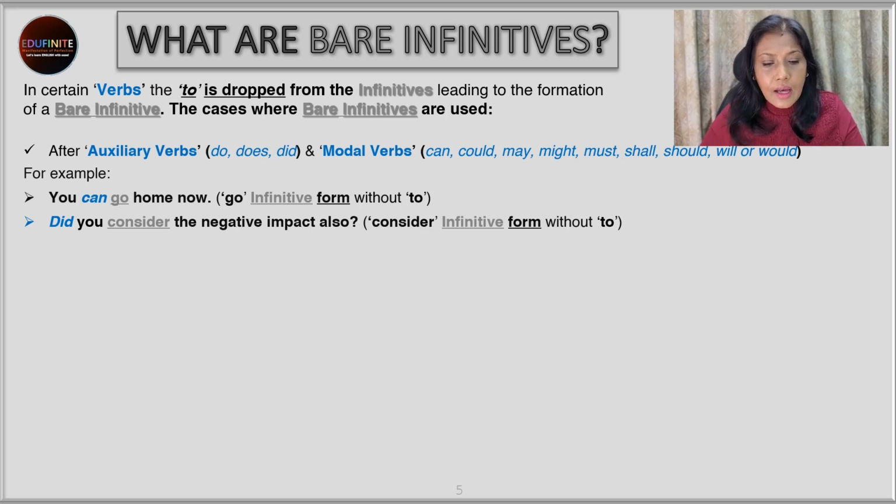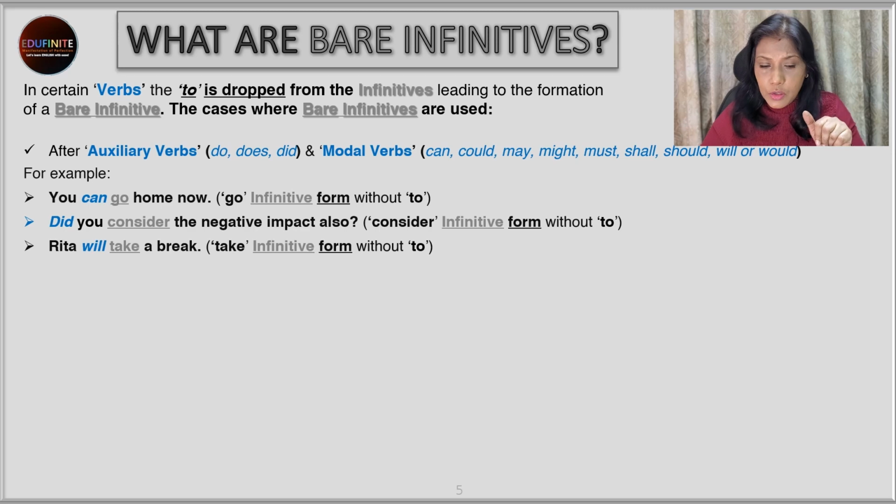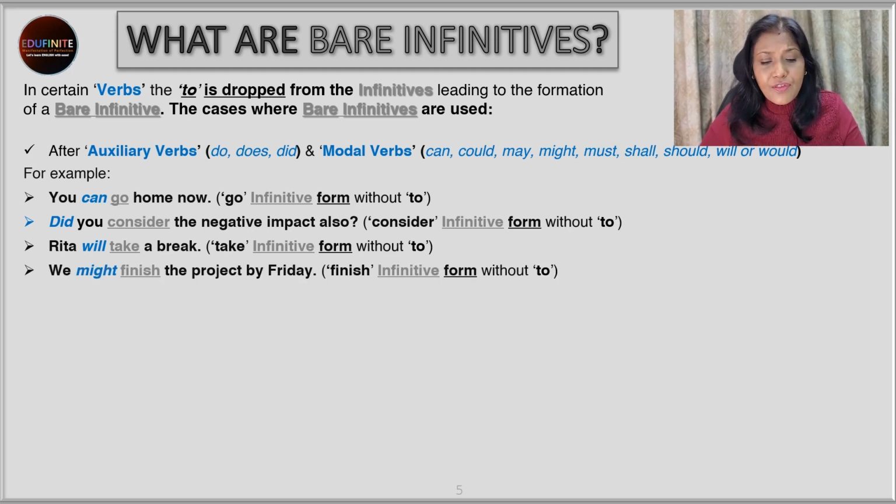Next, Rita will take a break. Again, will, which is the modal verb. So here again, we have dropped the to from it. To take, we have dropped the to and have just taken the base verb. So that's how the infinitive form without the word to is the bare infinitive. We might finish the project by Friday. Again, might, modal verb. We have dropped the to, made it a bare infinitive. Finish, we've used only finish. So it's the infinitive form without the to, which is the bare infinitive.